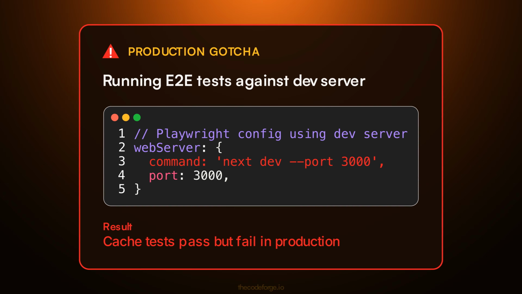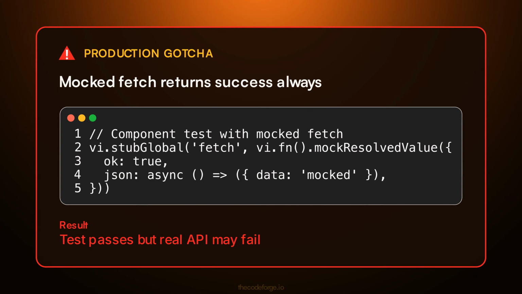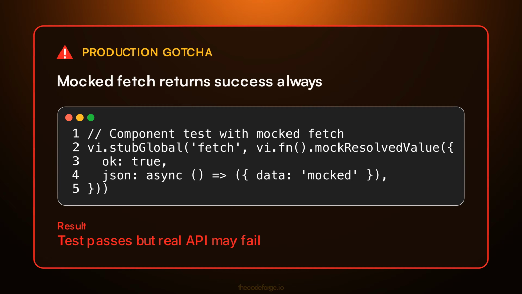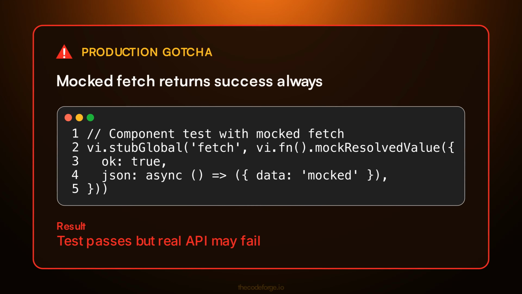If your E2E tests run against the Next.js dev server, they won't catch caching bugs. Always run cache-related tests against the production build using next build and next start. Mocking fetch to always return success means your tests never exercise error handling, loading states, or network failures. The real API might return a 500, timeout, or unexpected shape. Always supplement with Playwright E2E tests that hit a real server.